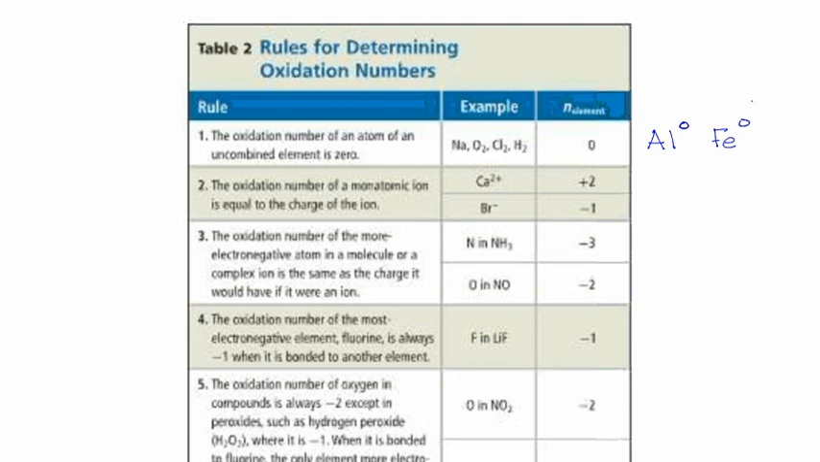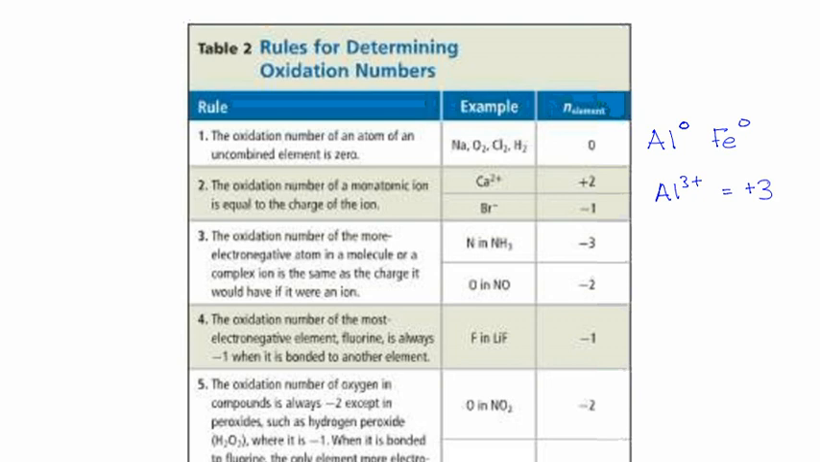Number two is fairly straightforward. We do this just as a matter of fact. The oxidation number of an ion is equal to its charge. So Al3+, when it's found in a compound, is stating that aluminum's charge is +3.